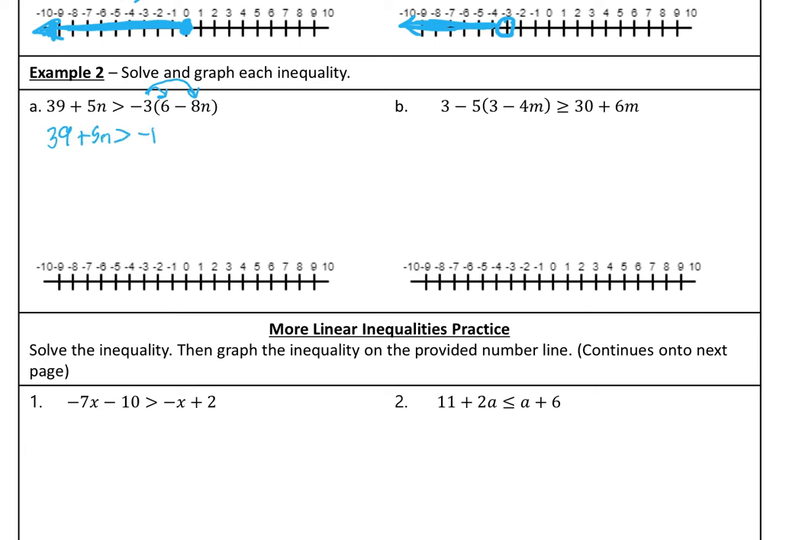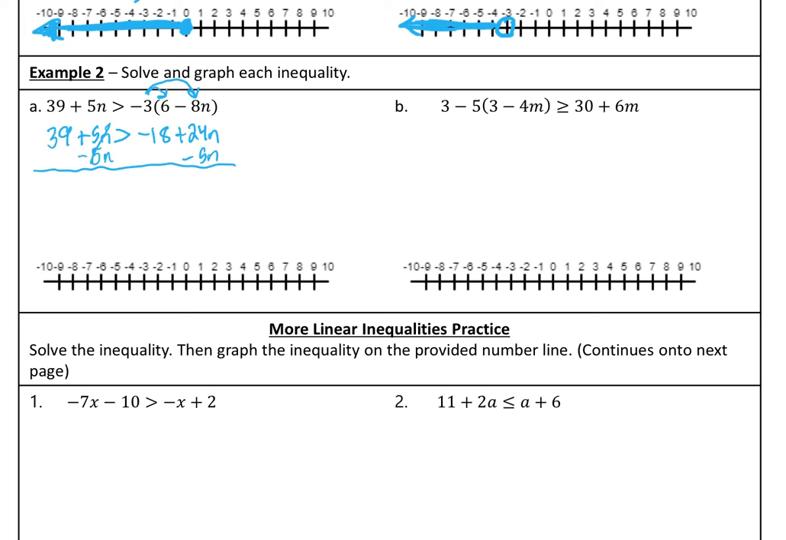-3 times 6 is -18. -3 times -8n is plus 24n. And then I really want to subtract the 5n over so we have a positive, but I'll go ahead and do that so that you can see how we would have to flip it around. If you do it the other way, that's fine, but this will show you what I mean.